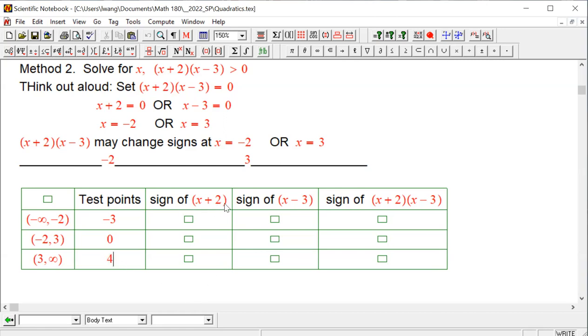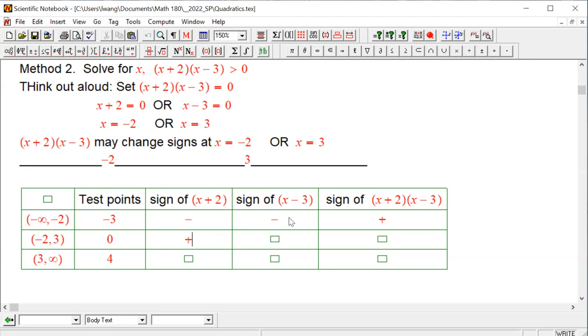So what is the sign of x plus 2 at the test point? Well, that's negative. What's the sign of x minus 3 at the test point? That's going to be -2. So negative times negative on this interval is going to be positive. The sign of x plus 2, the sign of x minus 3, so the product is negative times negative, positive.